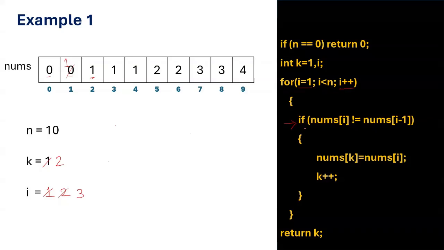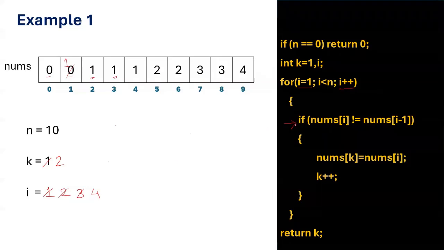It will again check if condition nums[i] not equal to nums[i minus 1]. i is 3. So number at third position is 1 and the previous is 1. This condition is false because numbers are same. Again move on to next number, that is increase i by 1. New value of i is 4.